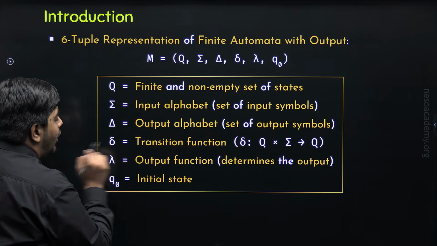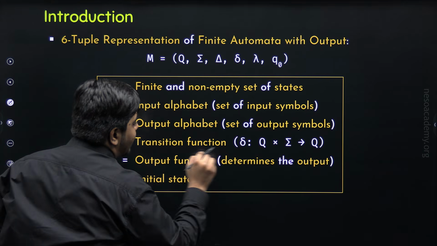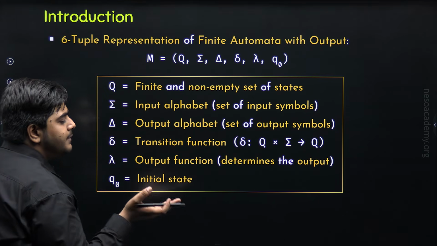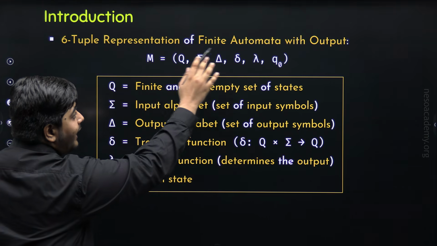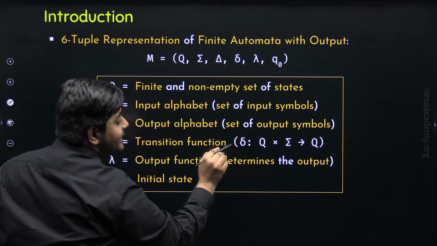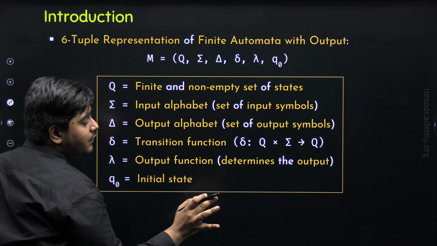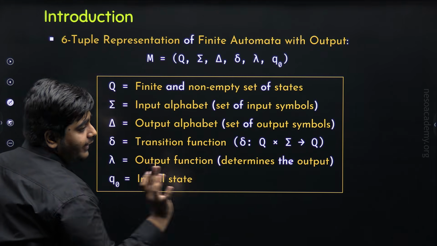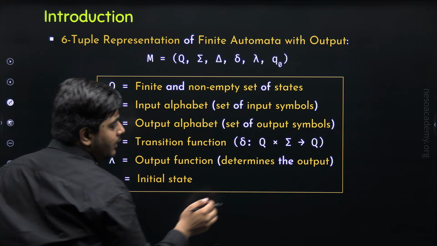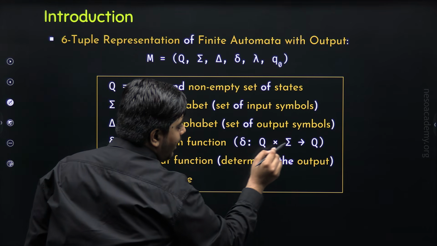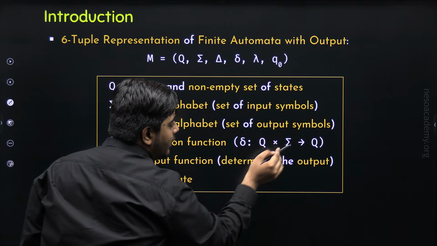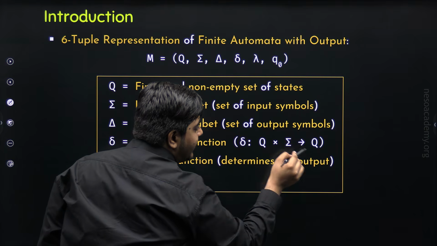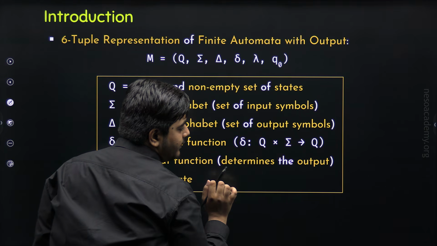Next we have small delta, which is called the transition function. This I have explained to you multiple times. The transition function of finite automata with output is exactly the same as the transition function of a deterministic finite automaton, that is DFA. Q cross sigma gives us Q, which means we have the current state, we have an input symbol, and we get the corresponding next state.